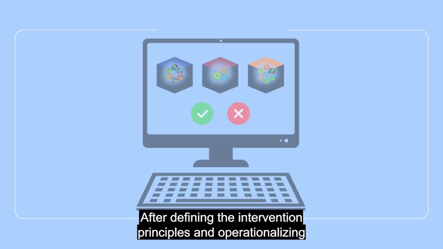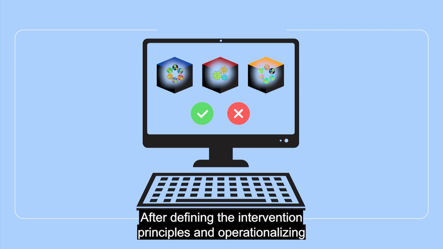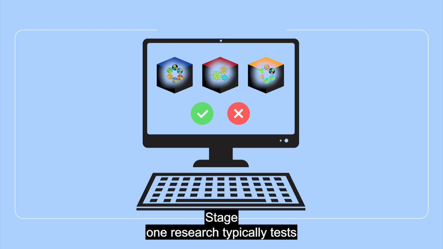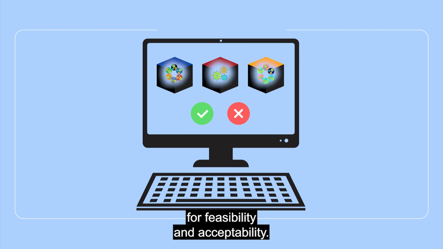After defining the intervention principles and operationalizing interventionist training and supervision procedures, Stage 1 research typically tests the new or adapted intervention for feasibility and acceptability. These outcomes may be descriptive rather than inferential, and testing efficacy may not be relevant.